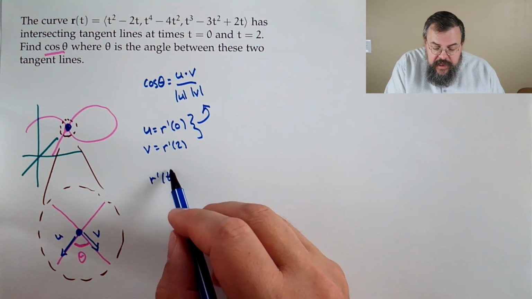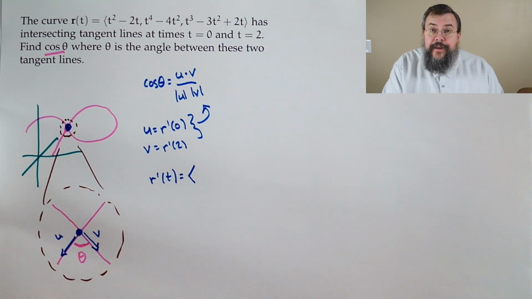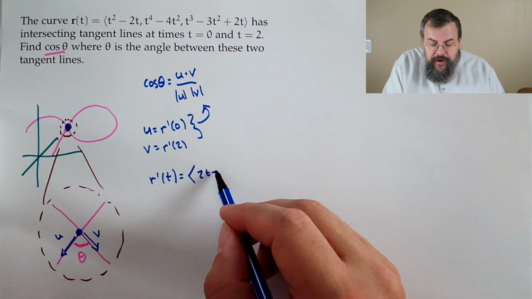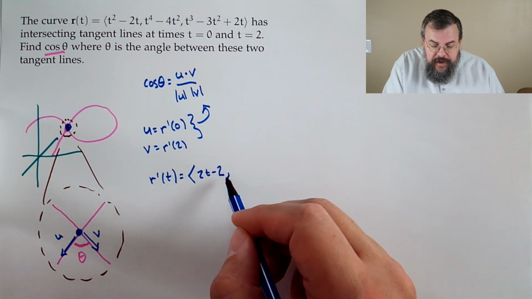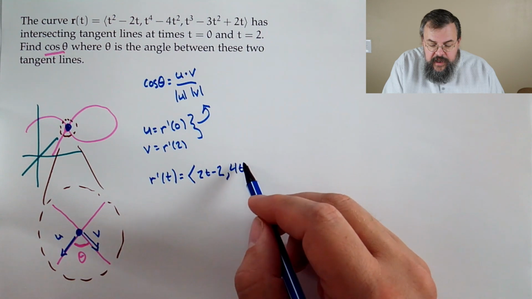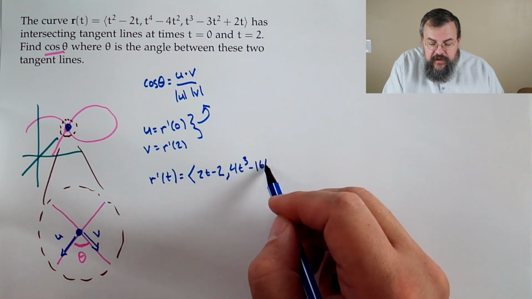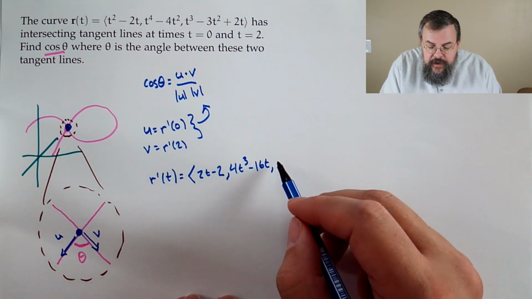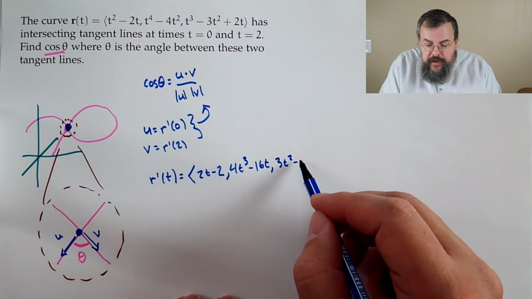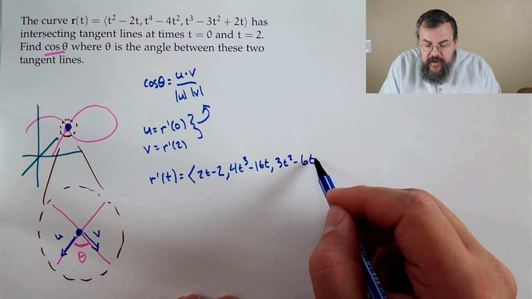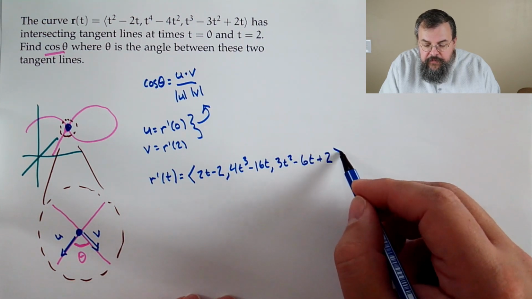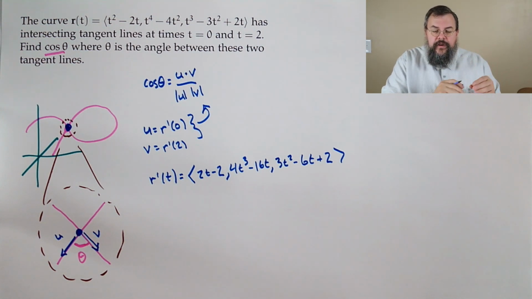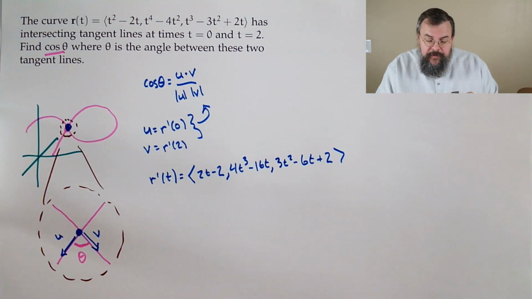R prime of t, well, take it entry by entry. So 2, 4t minus 2, comma, 4t cubed minus 16t, comma, then it'll be 3t squared minus 6t plus 2. Okay, so we went through every term, took the derivative in every single slot.